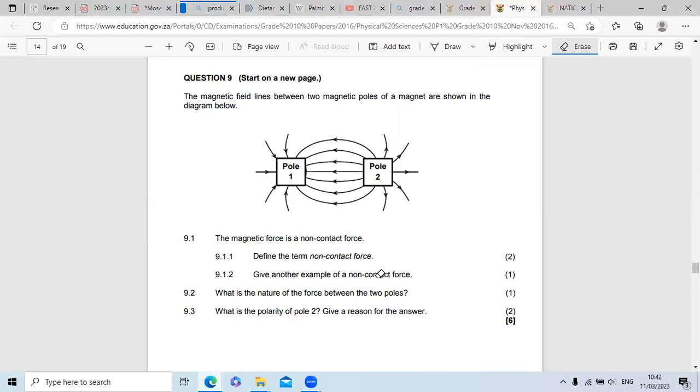And then they say, what is the polarity of pole two? So do you remember how field lines travel? How the magnetic field travels? Does it travel from the North Pole to the South Pole, or does it travel from the South Pole to the North Pole?